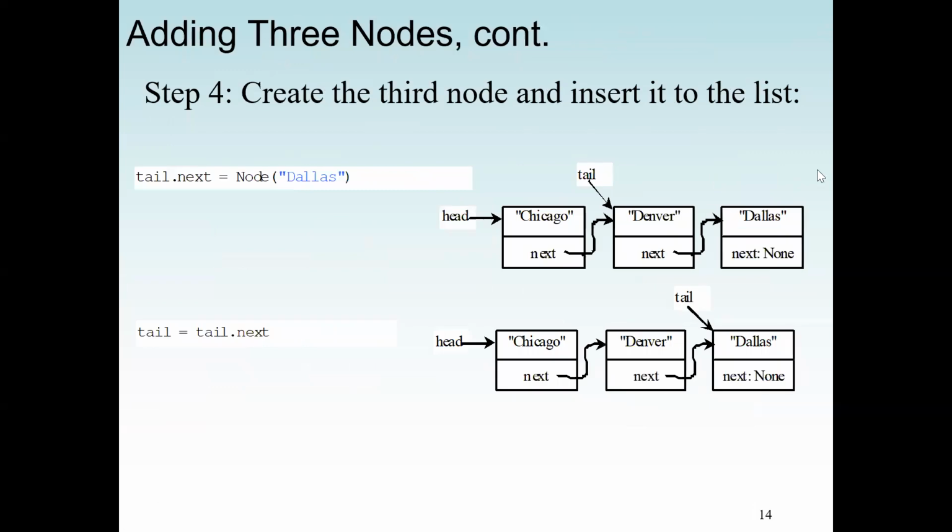Then the last one, the third node, is called Dallas, with the constructor again. After that, we move the tail one more time. So we assign tail.next to tail. And that will be the final diagram here.